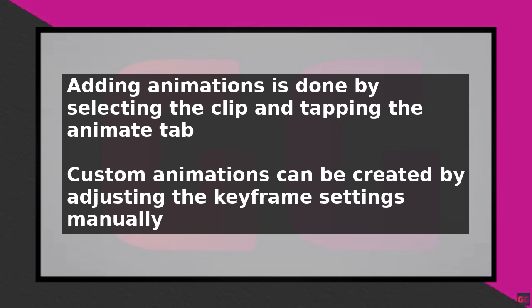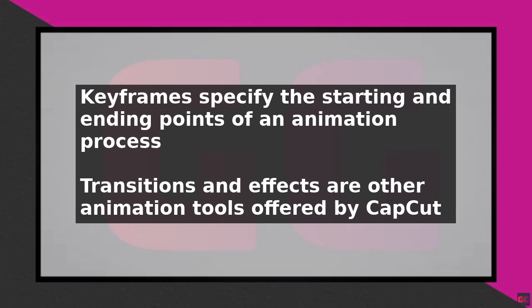In addition to keyframes, CapCut also offers a range of other animation tools, including transitions and effects. Transitions allow you to smoothly move between clips, while effects can be used to add texture and interest to your animations. To add a transition, select the clip where you want the transition to start and tap the Transition tab. Then, choose from a range of preset transitions, including dissolve, fade, and slide.